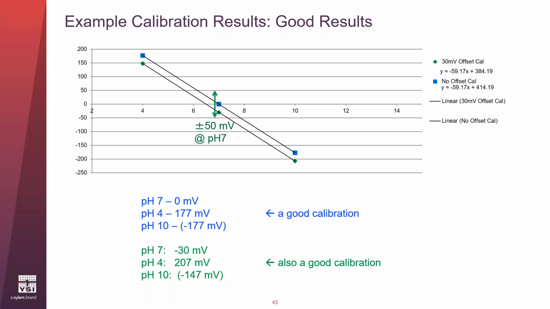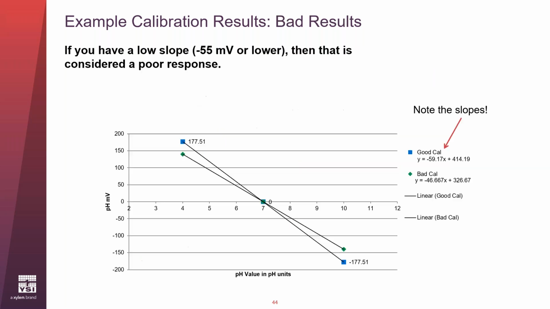There you go. That's my green arrow. You can see that if they had that same slope, that line could be anywhere in between those two arrows and it'd still be a perfectly good calibration.